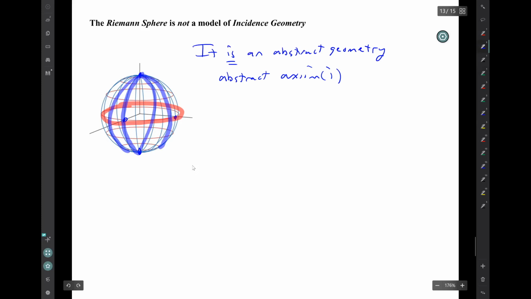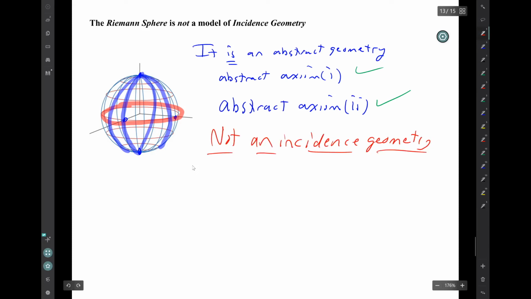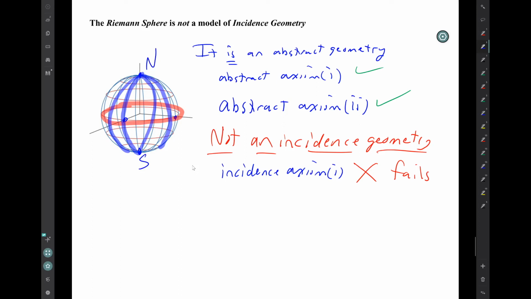It also satisfies abstract axiom 2. Abstract axiom 2 is that every line contains at least 2 points. But it's not an incidence geometry. So it fails Incidence Axiom 1. If you consider the North and South Pole, for instance, that's a pair of points that has an infinite collection of lines that they both lie on.